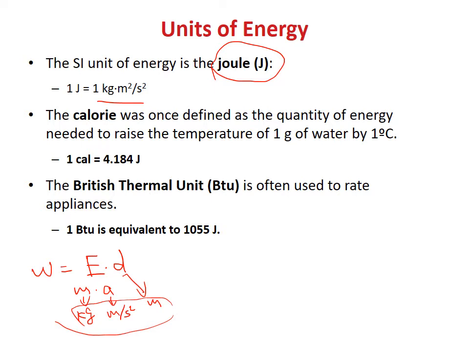The calorie was once defined as the quantity of energy needed to raise the temperature of 1 gram of water by 1 degree. 1 calorie equals 4.184 joule. The British thermal unit, BTU, is often used to rate appliances. 1 BTU is equivalent to 1055 joule.